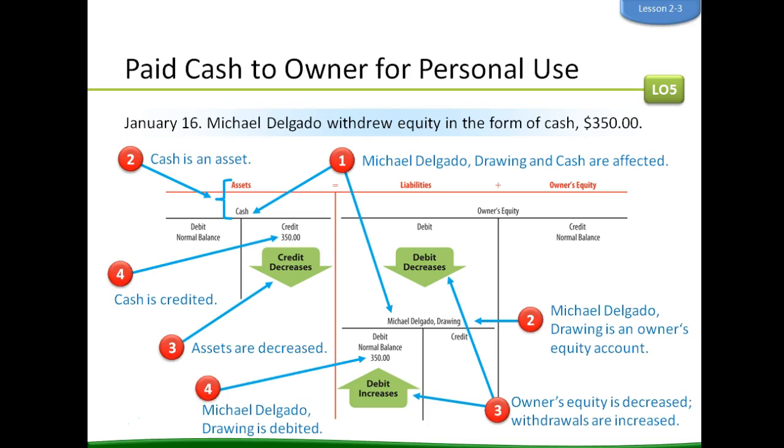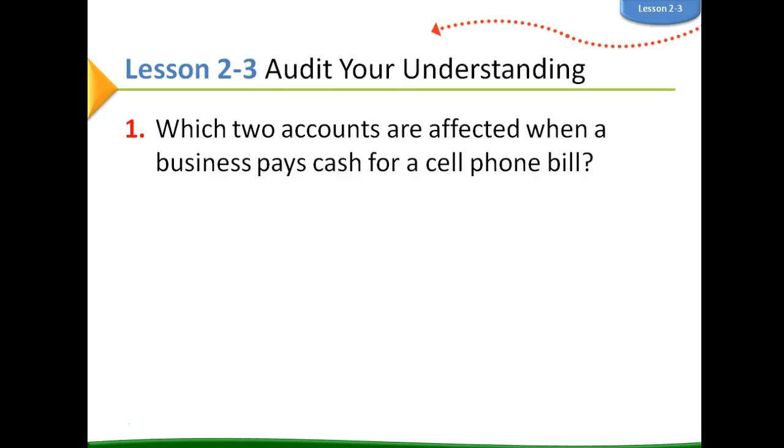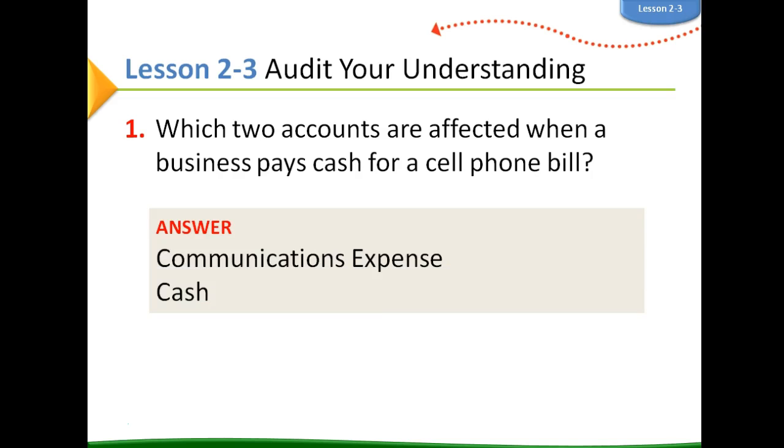Some of those activities that impact owner's equity can be a little bit confusing, and so sometimes we have to think about what is going on in the account and what is going on to owner's equity to be able to really analyze those. All right, so as we think through what two accounts are affected when a business pays cash for a cell phone bill, well, the two accounts I know that are going to be impacted are an expense account and the cash account.